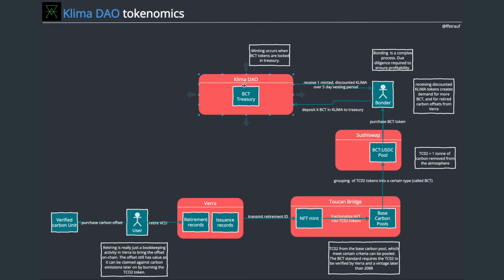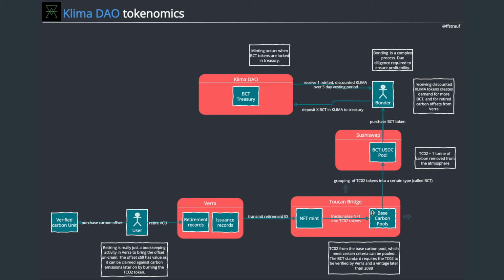And Klima DAO is currently working on other tokens. I think they've introduced one recently, but the main one that they have and that they interact with is Base Carbon Tonne. There are certain criteria by which they can be pooled. If it might be like pine trees, they might have a different classification, or if it's from solar panels or a different year or whatnot, they might have a different classification, right? But they try to group these into these pools.